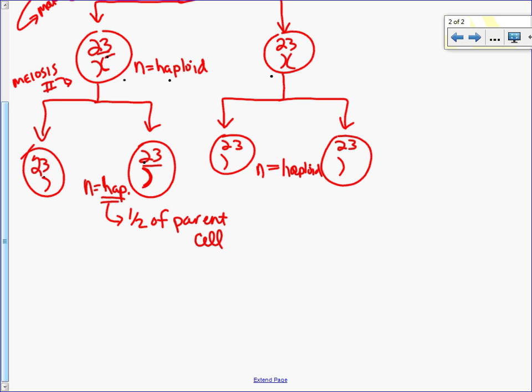So I don't want that to be confusing when you're reading, because the texts will often refer to this as 23 chromosomes, 23 chromosomes, it's a haploid, and they don't bother to tell you why you can have 23 here and 23 here. It's because this is a chromosome, that's a chromosome, that's a chromatid. Big difference. Okay, so now that's done, let's talk about some meiosis 2.